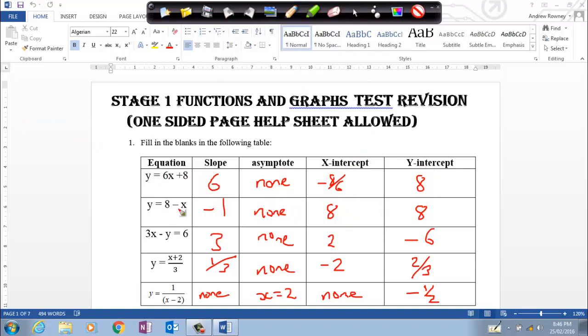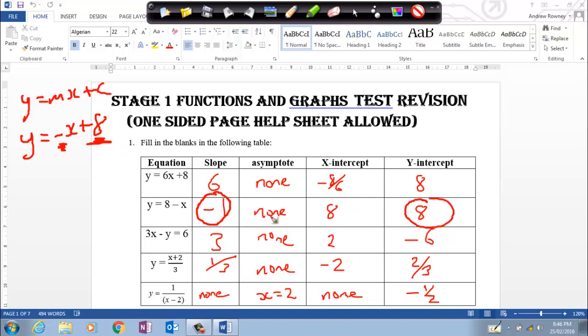The next one is y equals 8 take x. We want it again in y equals mx plus c format. To rearrange that, it'd be best to write the x first. It's really minus x plus 8. Now if you look at the m, it's really minus 1. It's minus 1x, so that's why the slope is minus 1. If you look at the c, it is 8. That's why in the y-intercept we put 8. There is no asymptote because it isn't over 0 at any point.